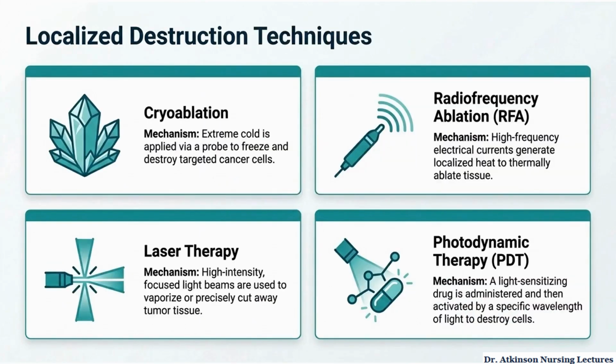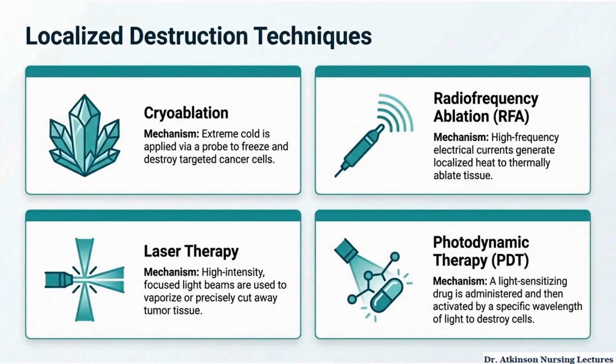Localized cancer therapies destroy tissue with precision and are often used when surgery is not appropriate or as adjunct treatment. Cryoablation destroys tumor cells with extreme cold, while radiofrequency ablation uses heat generated by electrical currents. Laser therapy uses focused light for precise tissue destruction or cutting.